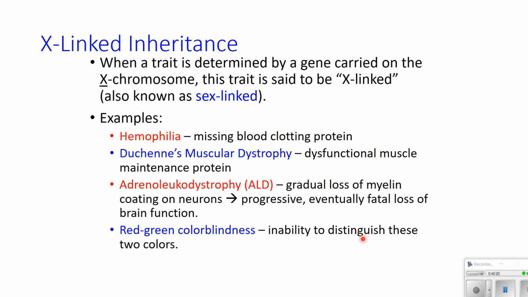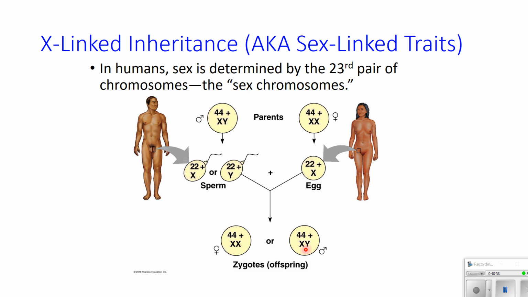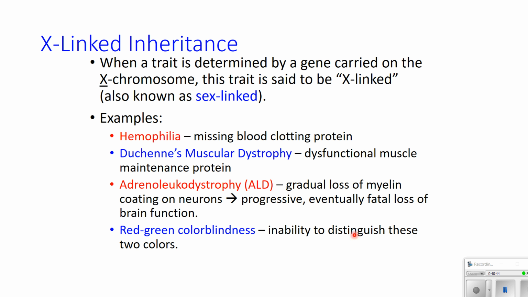Now, it turns out that while the Y chromosome pretty much only has one purpose, and that is to make boys boys, the X chromosome carries lots of genes that are needed by both boys and girls, which is a good thing because notice boys and girls both have at least one copy of the X chromosome. So any inherited trait that is determined by a gene carried on the X chromosome, that trait is said to be X-linked, or we call it sex-linked.